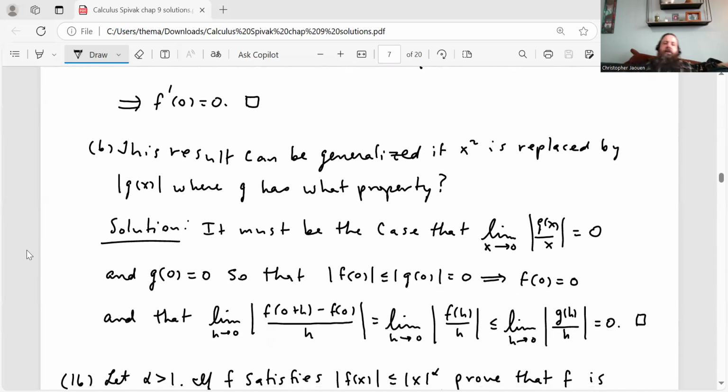All right, part B. This result can be generalized if x squared is replaced by absolute value g of x, where g has what property?